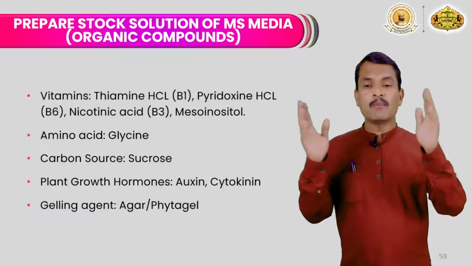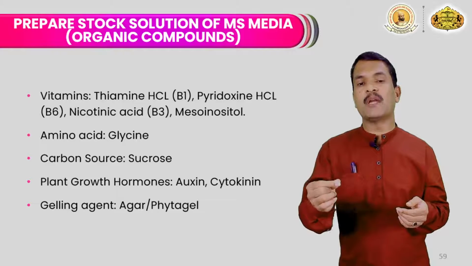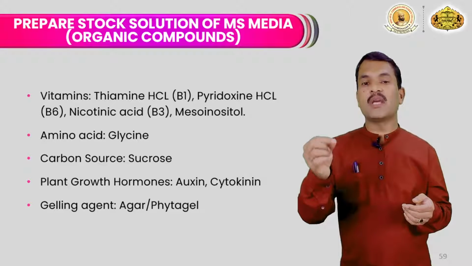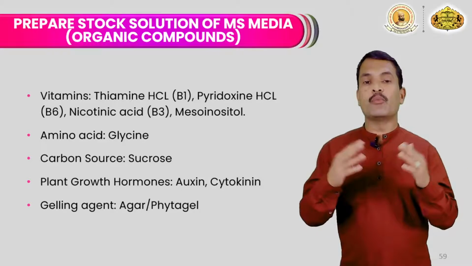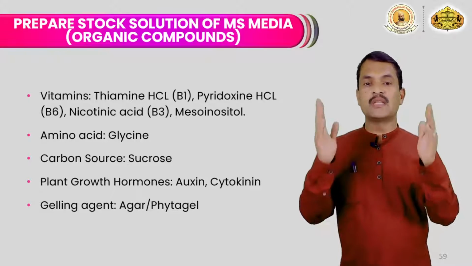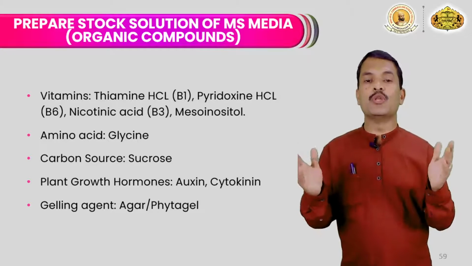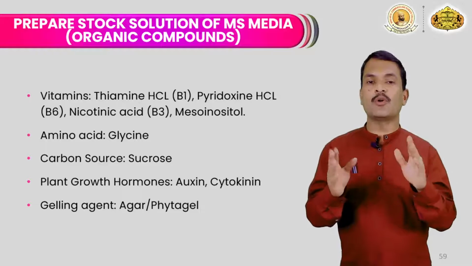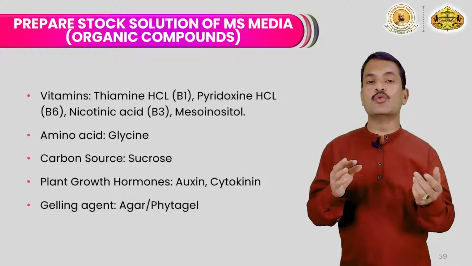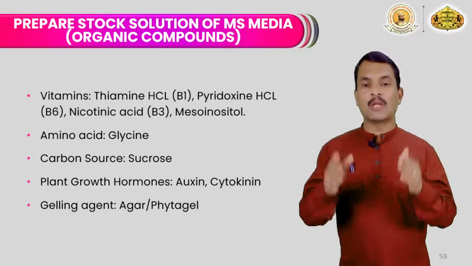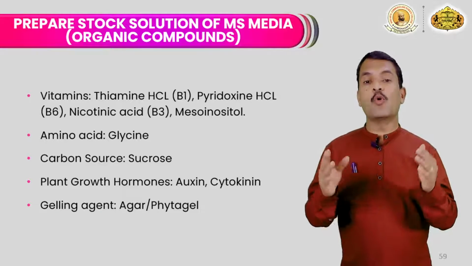One by one you mix all these things together and check the pH of your media. You adjust the pH with diluted HCl, KOH or NaOH, depending on whether you need to increase or decrease the pH. Either KOH or NaOH is used for increasing pH, and to decrease pH or make it acidic, you use HCl. Then you add the gelling agent, and then you pour.